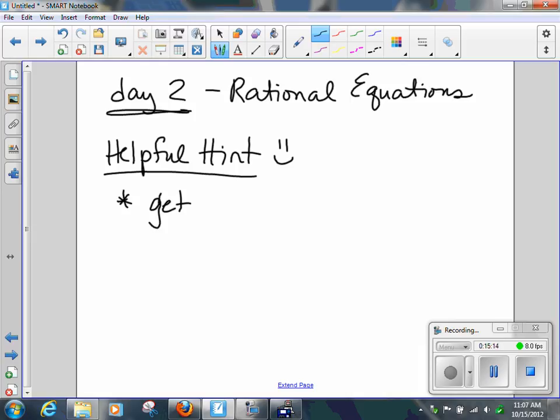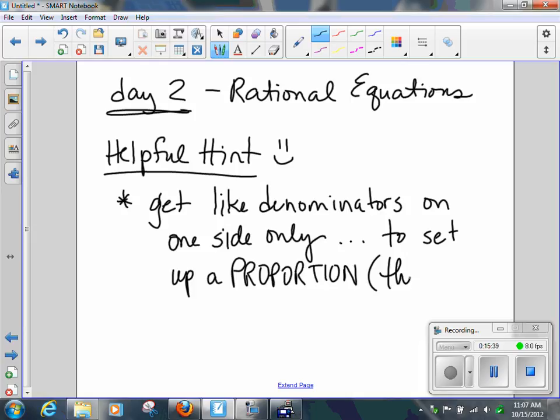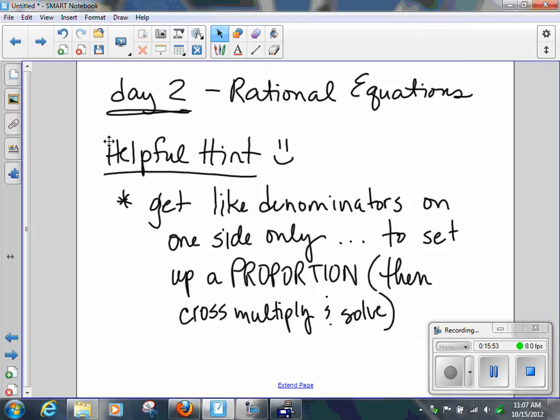Get one denominator. Get like denominators on one side only, to set up a proportion. Then cross multiply. And solve. Think trees. No. Think forest. Step back and look at things and think, okay, could I move anything so that I can have one fraction equal to another fraction? So get your like denominators on one side only and then try to set up a proportion. That's the easiest way to solve any of these.